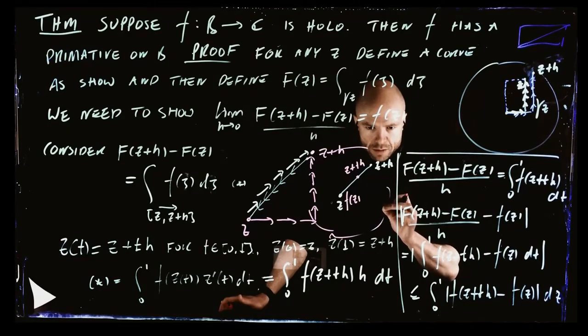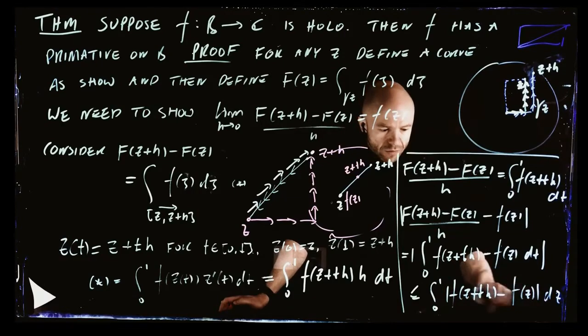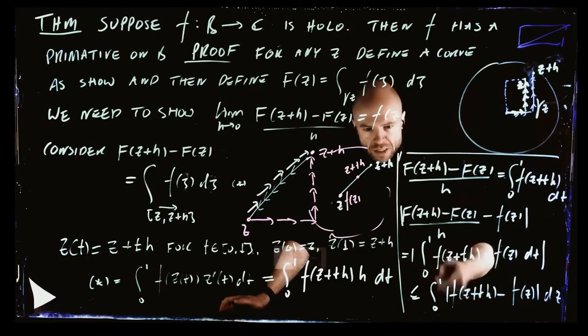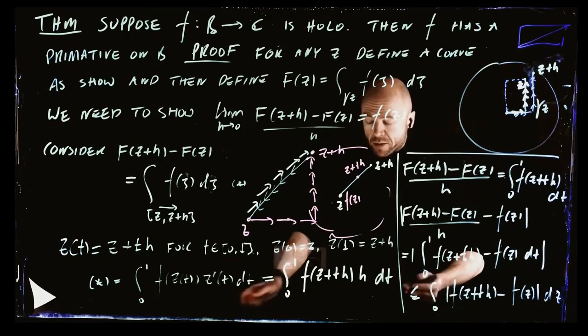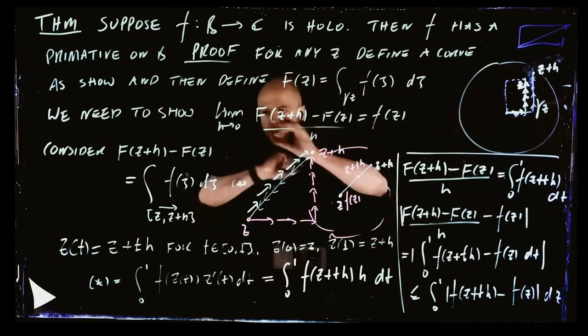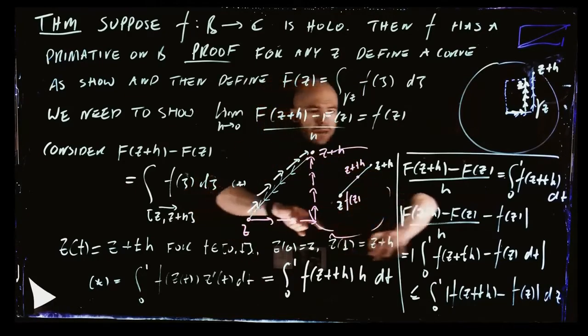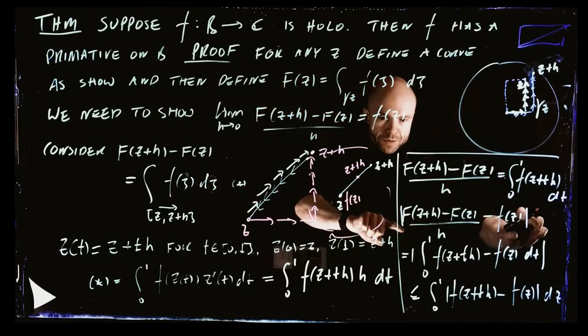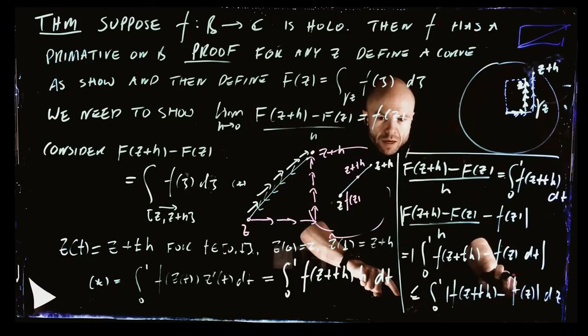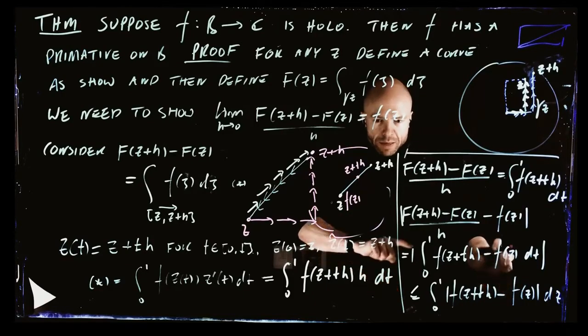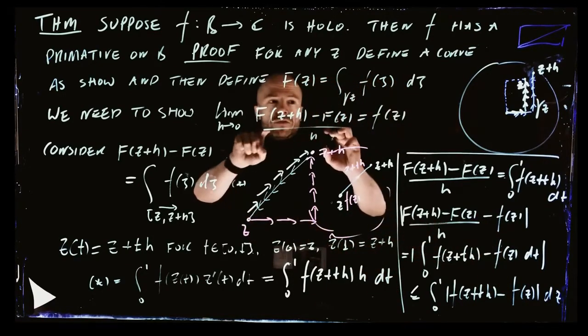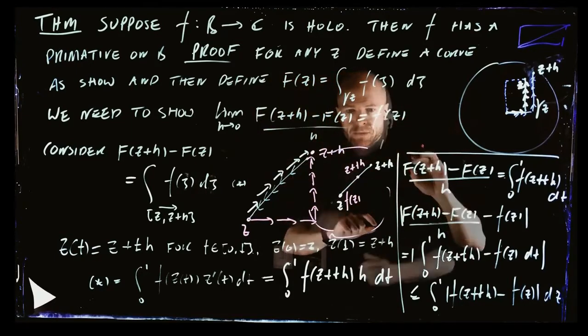Yeah? So since this is less than epsilon for every t between 0 and 1, as we integrate over 0 and 1, the entire thing is less than epsilon. So that guarantees that as little h goes down to 0, this quantity has to go down to 0 as well. In other words, we have exactly got the limit of this thing is equal to this thing.